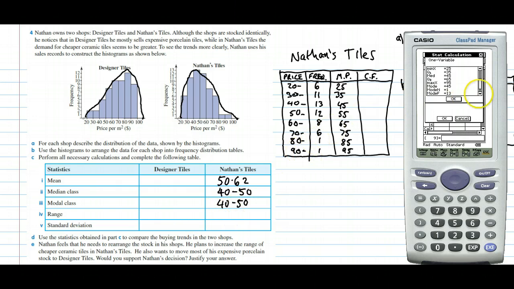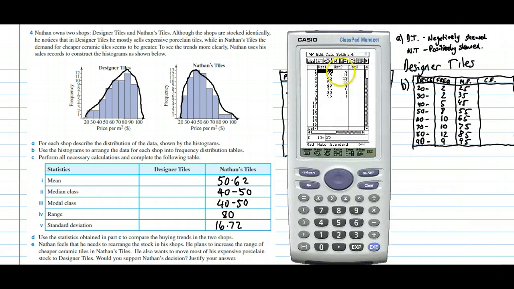And the range, actually we're not going to be able to get the range from the calculator. We're going to have to look at the table. The lowest part of the first group is 20, and the highest part of the last group is 100. So it's 100 minus 20, which is 80. The standard deviation we can get from the calculator. That's SX, 16.72, rounding up. There we go.